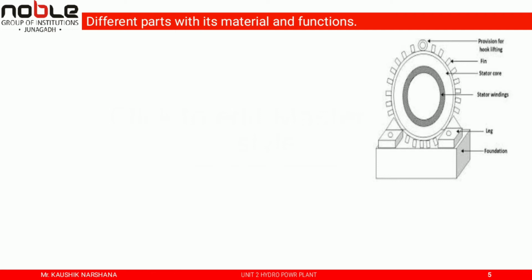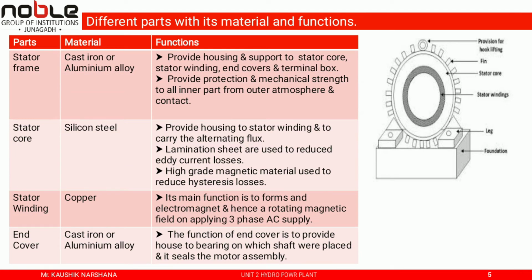In stator, first we will see stator frame, or we can say yoke or outer body. It is made up from cast iron or aluminium alloy, and its function is to provide housing and support to stator core, stator winding, end cover and terminal box. Also it provides protection and mechanical strength to all inner parts from outer atmosphere and contact.